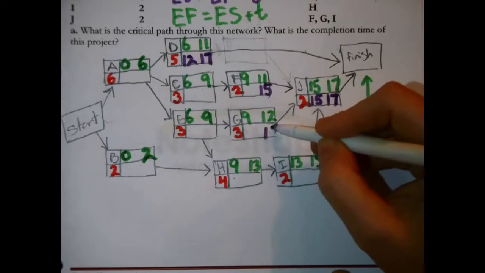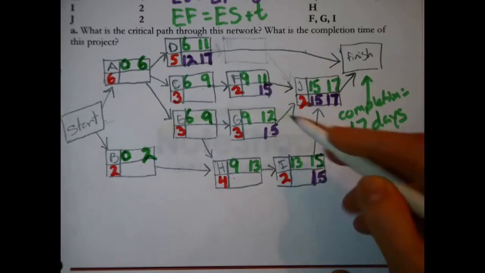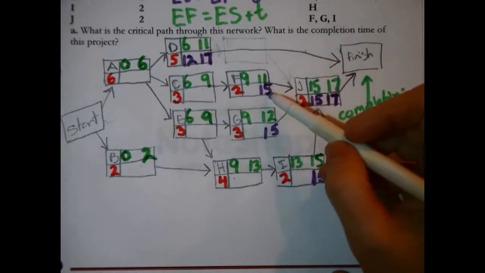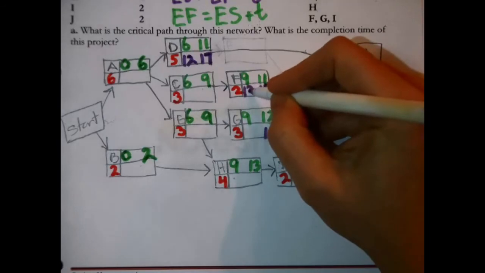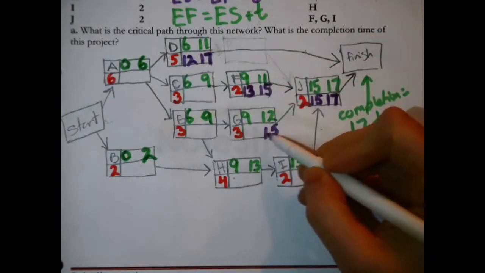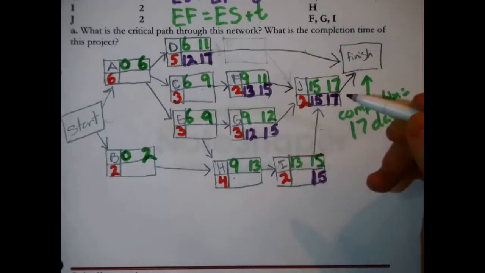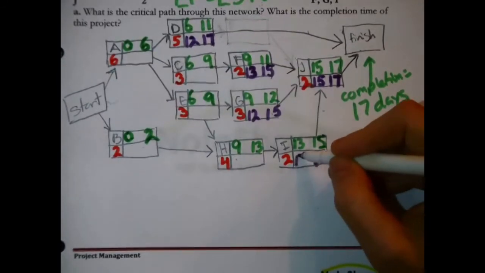At the latest, G has to finish in 15 days. And at the latest, I has to finish in 15 days, because if they don't, they'll delay J and mess everything up. Now, in the case of F, 15 minus 2, that means at the latest it's got to get started in 13 days. In the case of G, 15 minus 3, what's that, 12? G has to start at the latest in 12 days. In the case of I, 15 minus 2 is 13. Its late start time is 13.